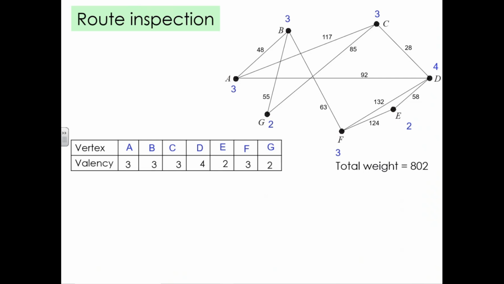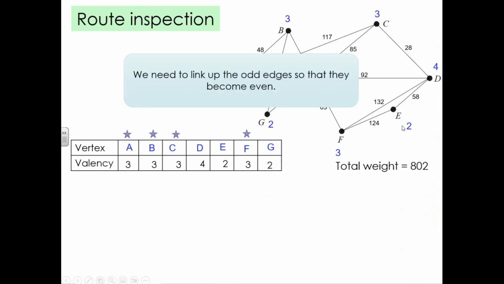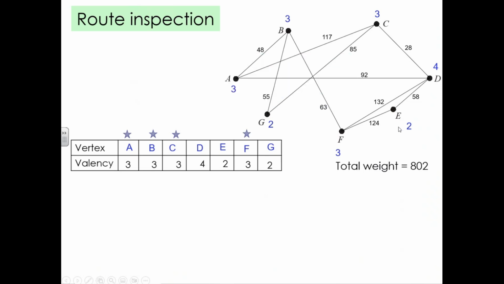Okay. So the odd nodes that we need to look at are A, B, C, and F. What we're going to do is find the best way to link these nodes up to each other to ensure that we've got the shortest route through this network. So we've got to consider all of the possible pairings that we can have, and there'll be 3 pairings for us to consider. Okay. So we could consider joining up AB, and we could consider joining up C and F.